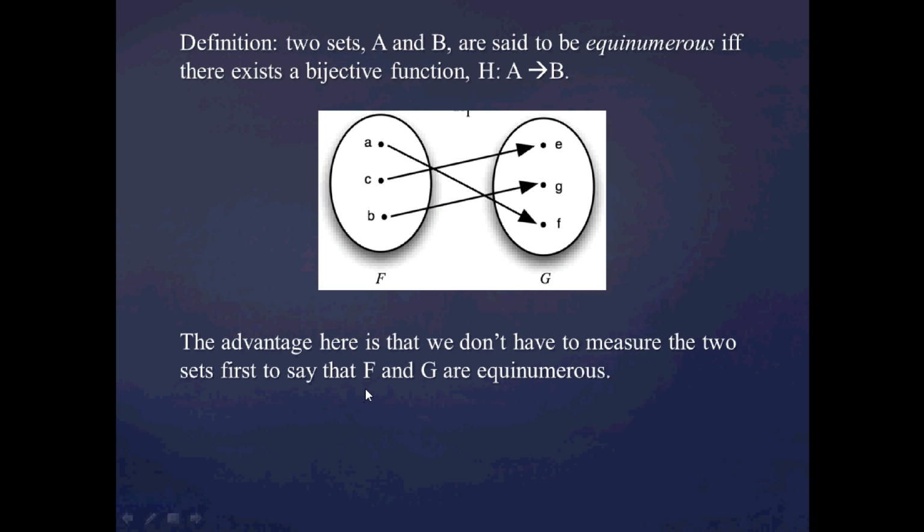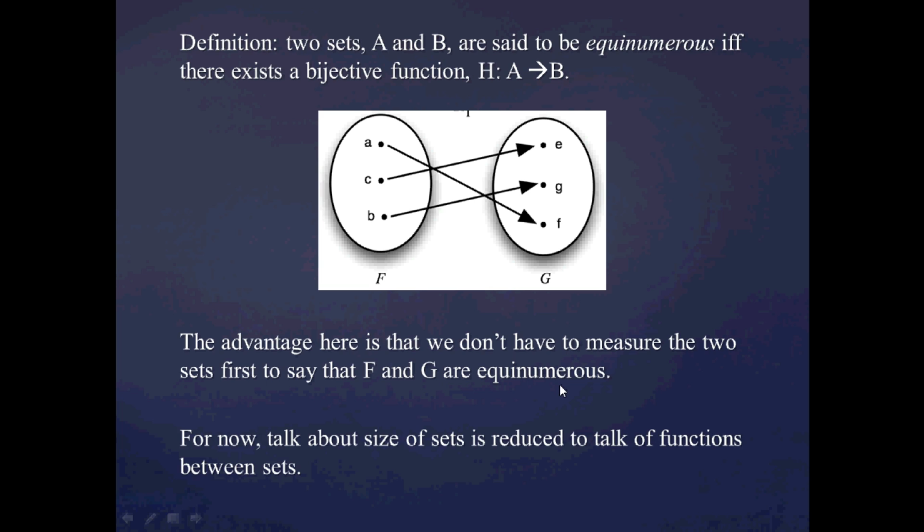So in this video, we're just going to talk about 2 sets, let's say F and G, as being equinumerous. And we're not yet going to associate a number to these sets. And as I suggest, the value of taking this approach is that all talk of the size of sets for now is going to be reduced to talking about functions between sets, namely bijective functions between sets.